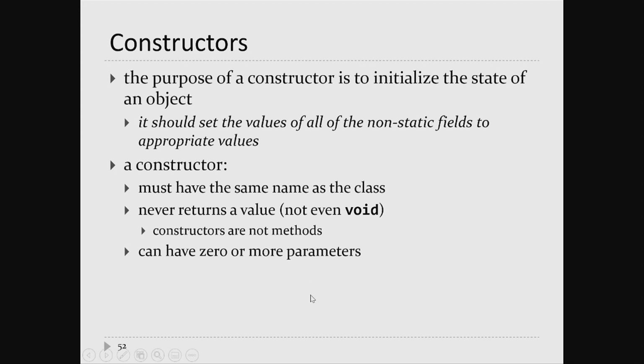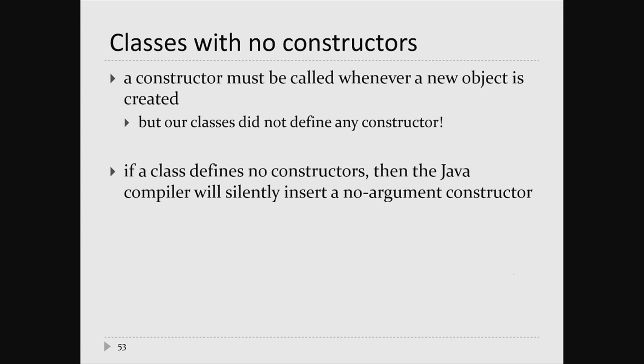And how do they look like them? Well, they have 0 or more parameters. So you can call a constructor very similarly to how you call a method, except you can only do it by using the new operator. There's no way to call a constructor manually without using new. So a constructor must be called whenever a new object is created. That's the rule in Java. If you make a new object, a constructor is called.